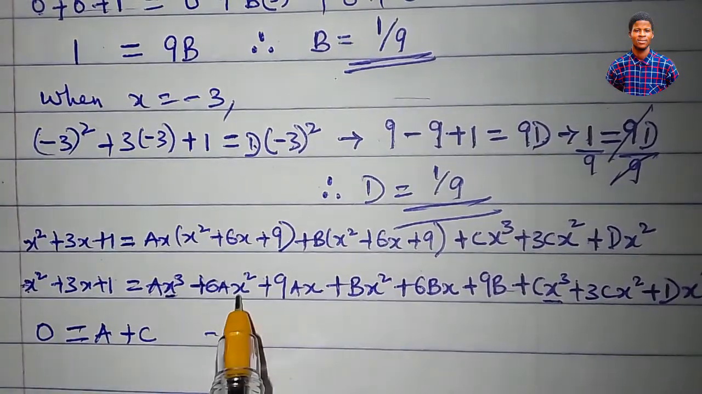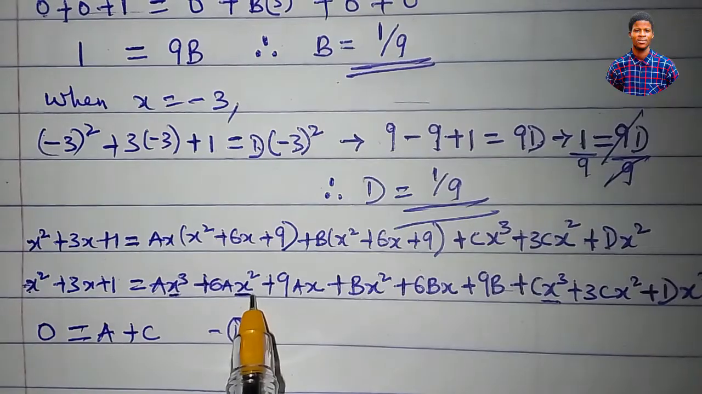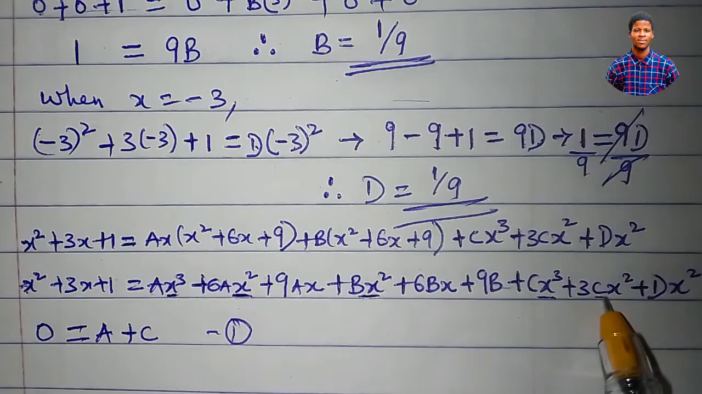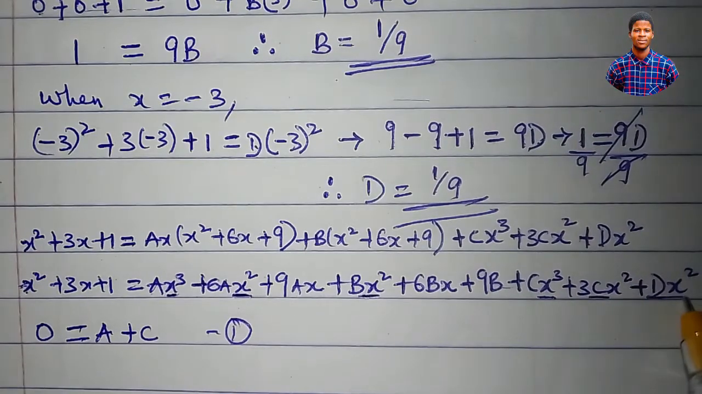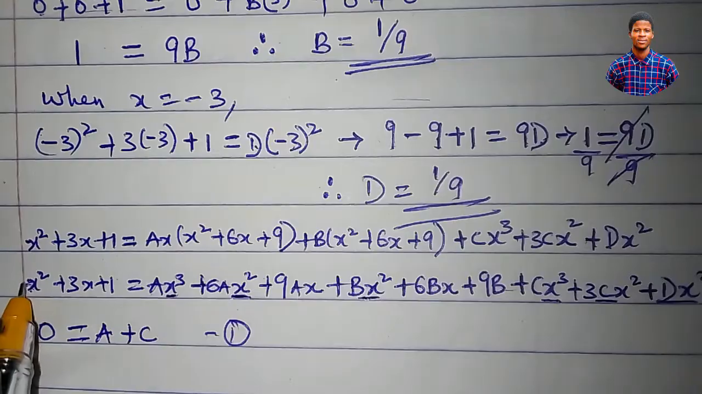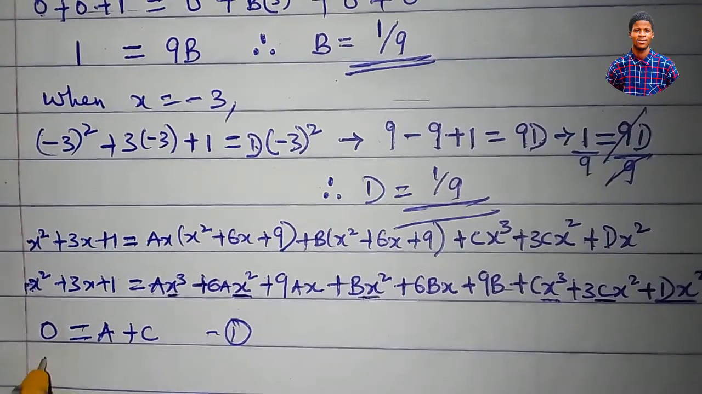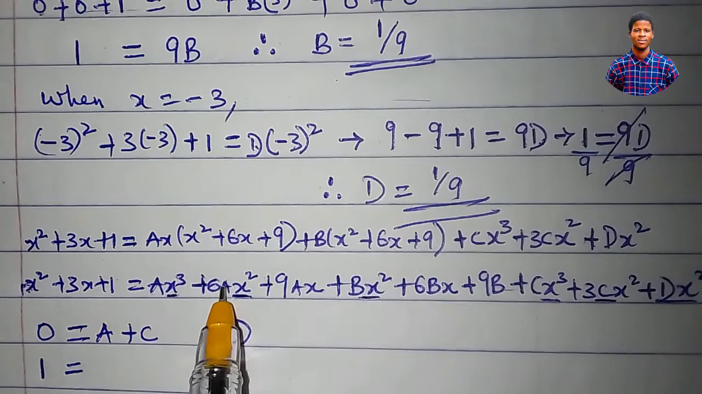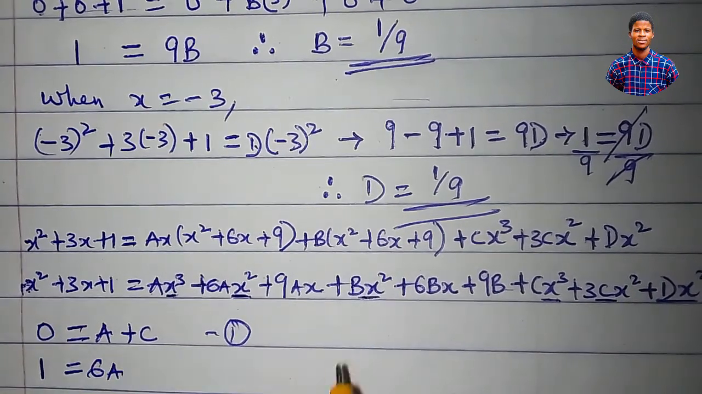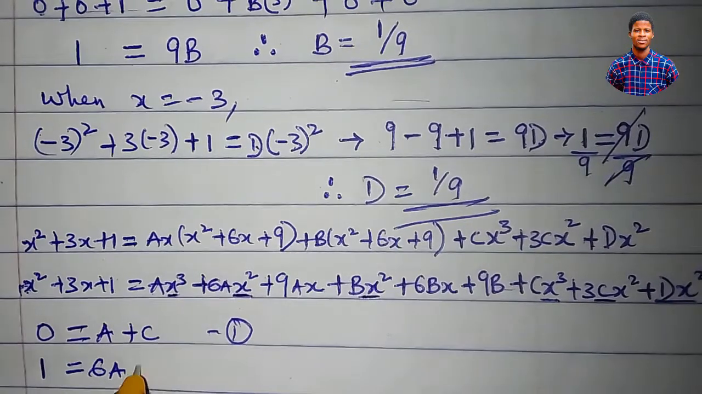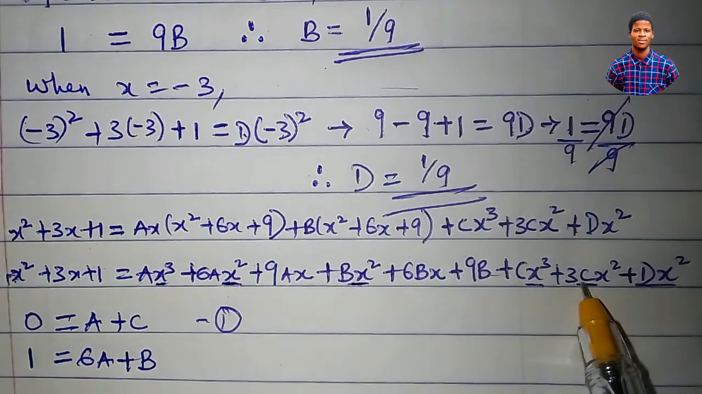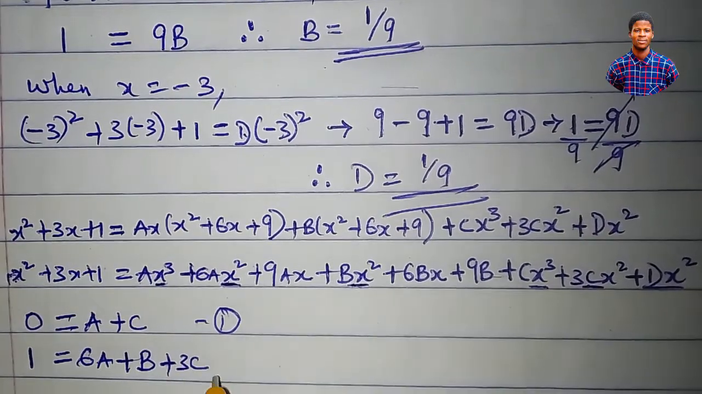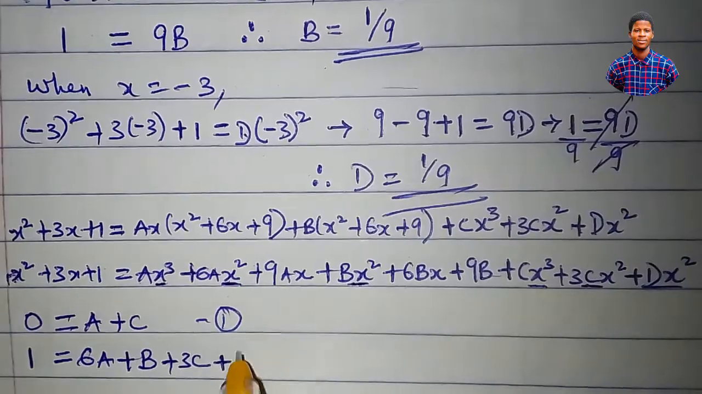Now, there are terms in x squared here. 6ax squared, bx squared, 3cx squared, dx squared. Here I have x squared. The coefficient is 1. So 1 is equal to, what are the coefficients of x squared here? We have 6a plus b plus 3c plus d. Those are the coefficients of the terms in x squared.